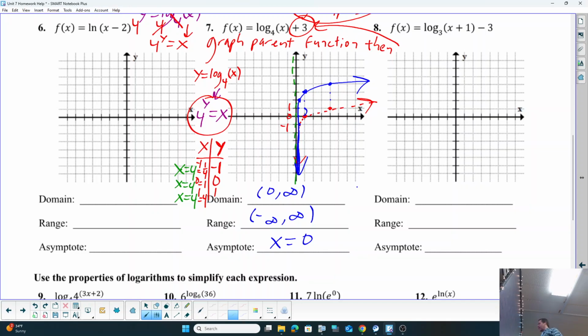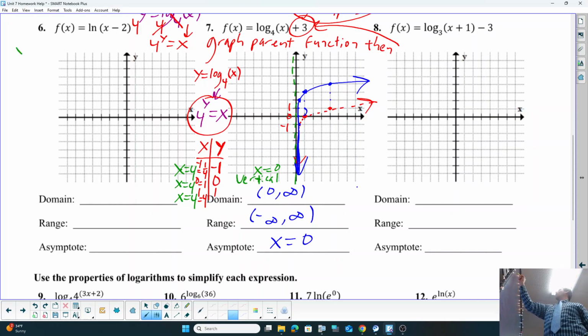Cool. So at x equals 0 is our vertical asymptote. So that's review, right? I hope you got it right. Try number 6, number 7, and number 8. So 8 is actually going left 1, down 3. Number 6 is actually going right 2.